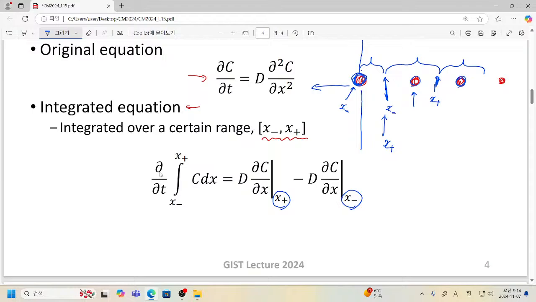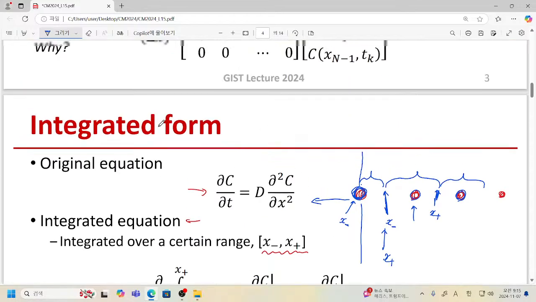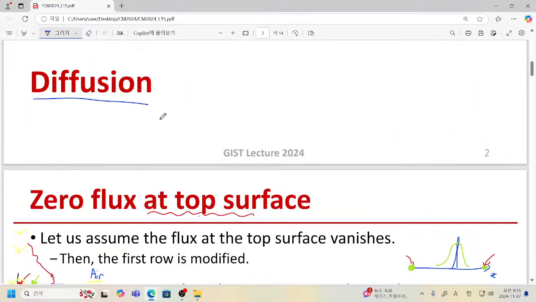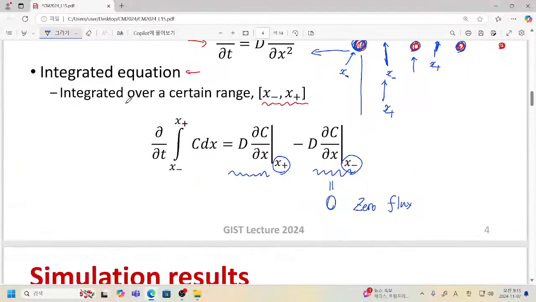Well, then let's try to evaluate these two numbers. How does it look like? In this case, the flux defined at the x minus point should vanish. Why? It is because this is the zero flux boundary condition we wanted to apply at the top surface. So it is understandable. And how about the flux at this x plus position?